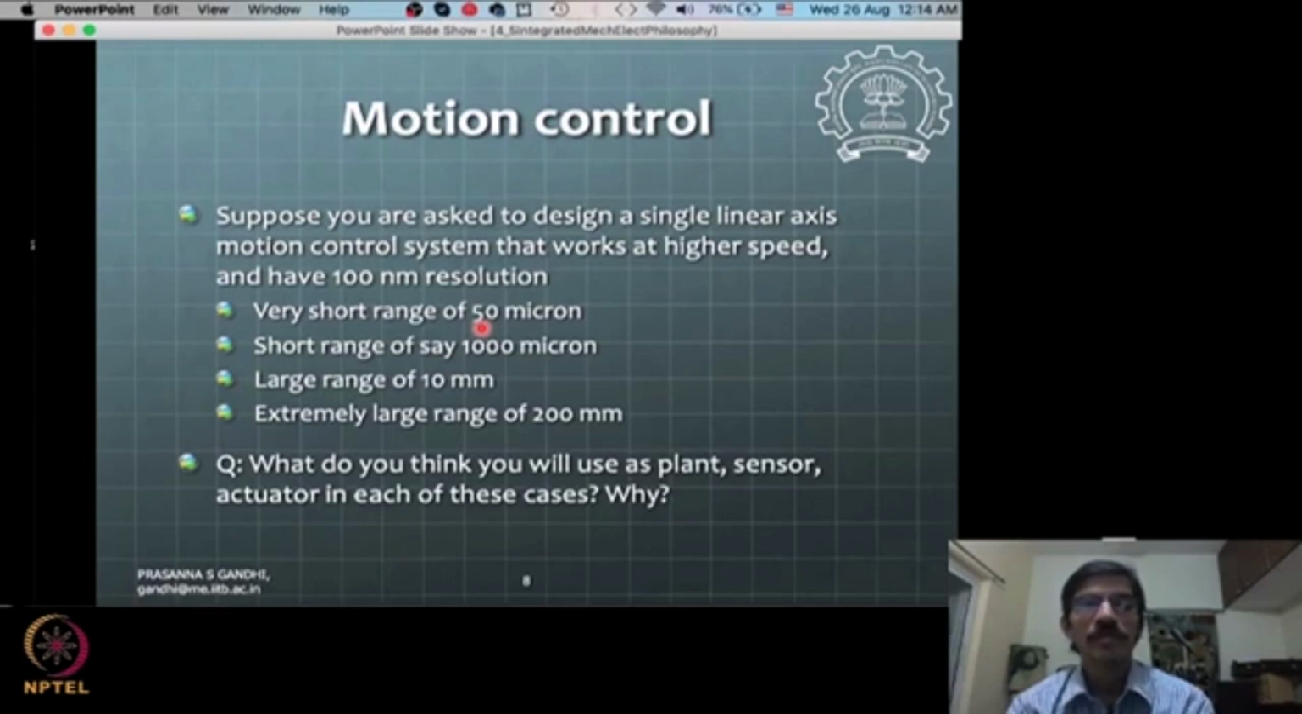So piezos would be very good actuators for very small resolution, and of course you need to pay more for the cost of driving piezos. You need a driver which gives you these high voltages for the piezos to drive, and they should not have a very large range demand. Okay, so if the actuator demands that I want to move over larger distances, then piezos may not be a good choice.